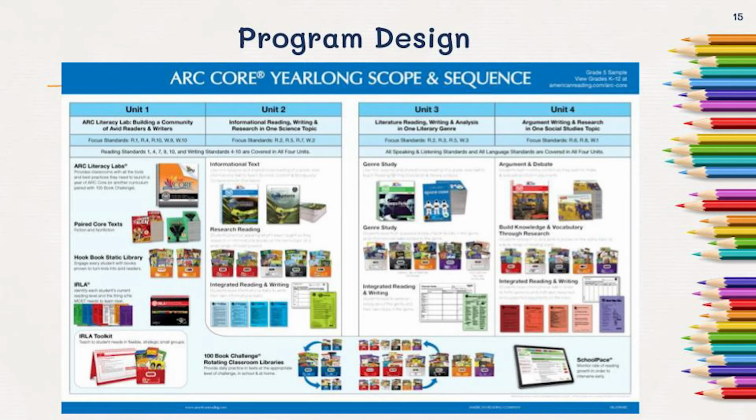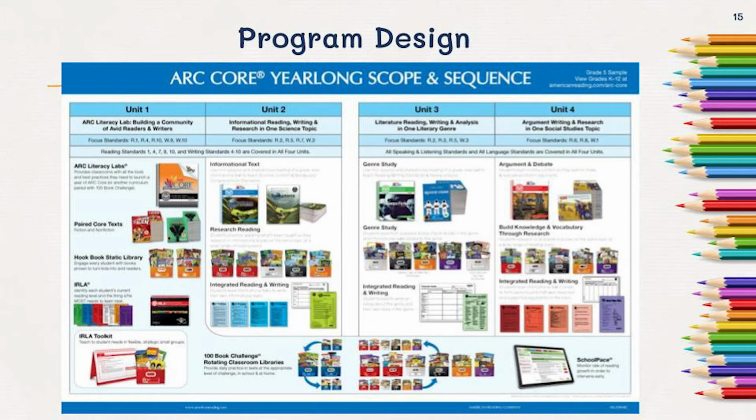Program design. Here we have an example of our core year-long scope and sequence. It is broken up into 4 units. Unit 1 says ARC Literacy Lab, building a community of avid readers and writers. Unit 2, informational reading, writing, and research in one science topic. Unit 3, literature reading, writing, and analysis in one literary genre. Unit 4, argument writing and research in one social studies topic.